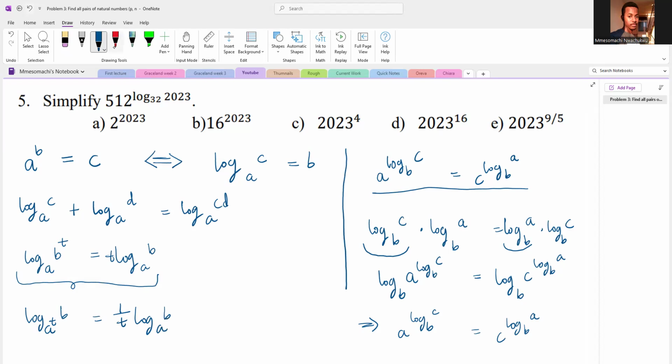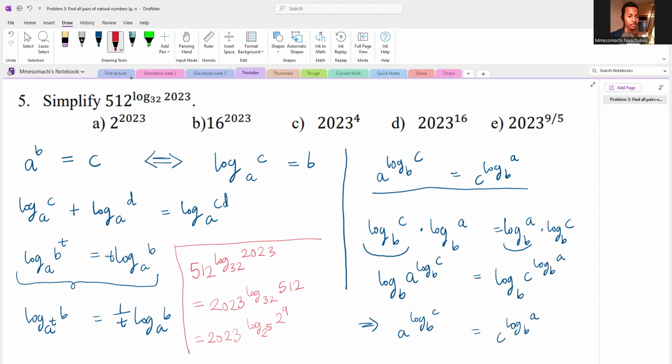Okay, so now let's dive straight into the problem proper. Basically, 512 to the power of log to base 32 of 2023. We can swap the positions of 512 and 2023 to get 2023 to the power of log to base 32 of 512. Now we know that 32 is what? 32 is 2 to the power of 5. 512 is what? 2 to the power of 9.